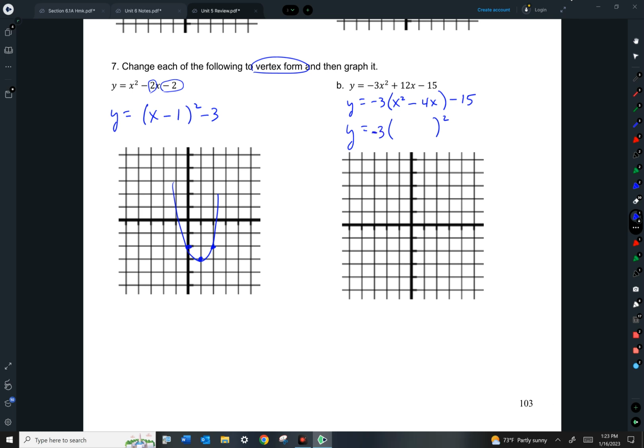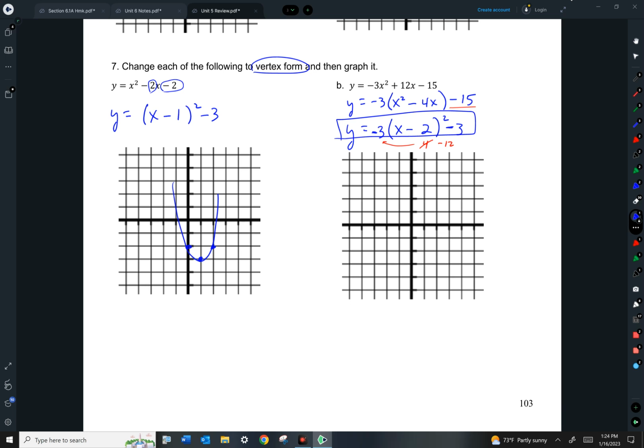Now is when I'm ready to complete the square. So I take half of the 4, so x minus 2. And then remember, in order to figure out what goes at the end, you have to think about it this way. 2 squared is 4. But that 4 is being multiplied by the negative 3. So really, I have negative 12. I don't want negative 12. I want negative 15. So I'm going to have to put a minus 3 here, because that's going to bring the 12 down to negative 15. So there's my vertex form.